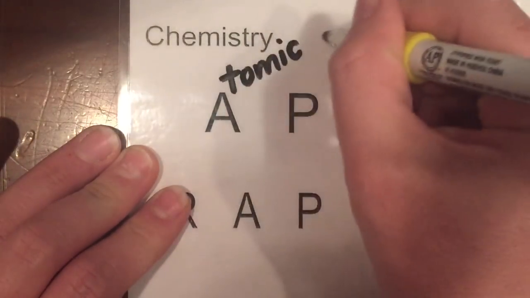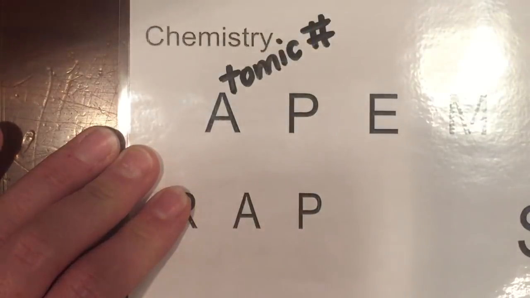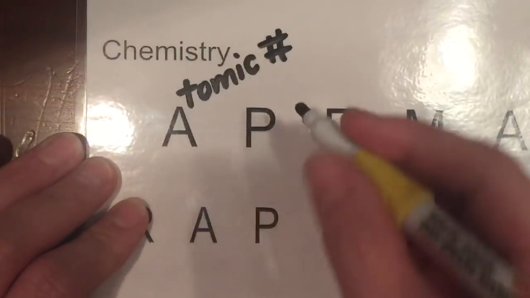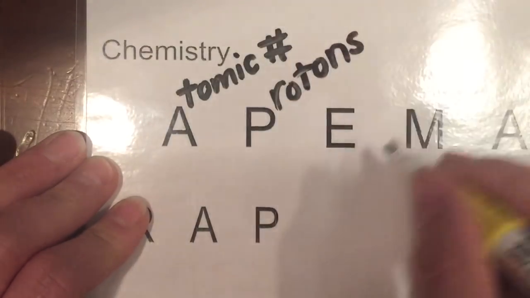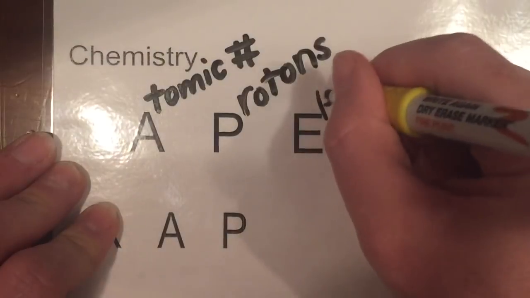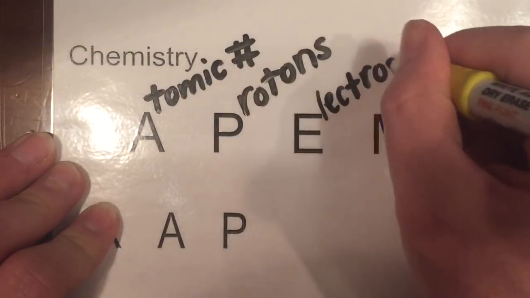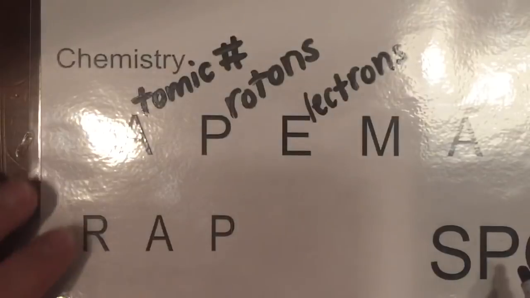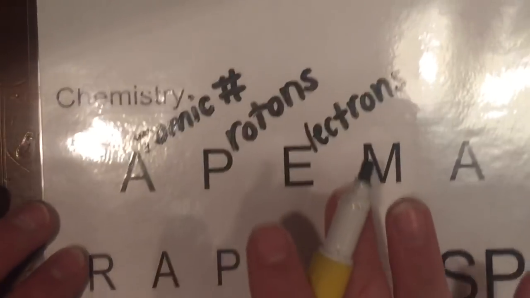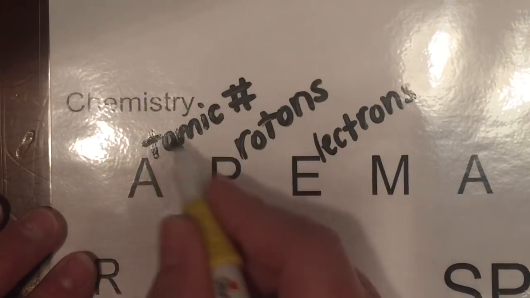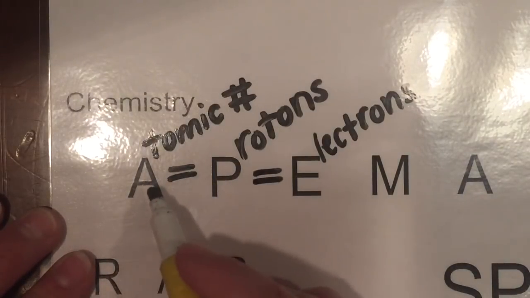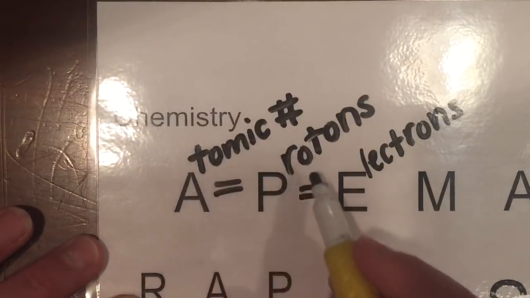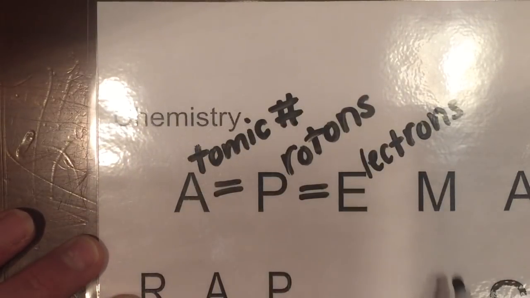atomic number. P is for protons. E is for electrons. And these first three, we're going to stop for a second because these three are all equal to each other. If I know the atomic number of an element, I automatically know the number of protons and the number of electrons because it's going to be the same number.